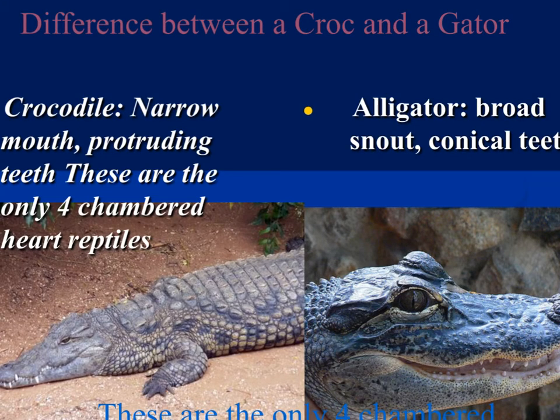So how do you tell the difference between an alligator and a crocodile? If it says see you later or after a while? Okay, seriously, the way you tell the difference between an alligator and a crocodile is if we look at our alligator here, it's going to have a very broad snout, and the teeth right there are very cone-shaped. If we come over here and we look at the crocodile, it has a very narrow snout, and then you're going to see the teeth that will be visible protruding on the outside of the mouth. Now, I also want you to know that these are the only reptiles that have a 4-chambered heart.